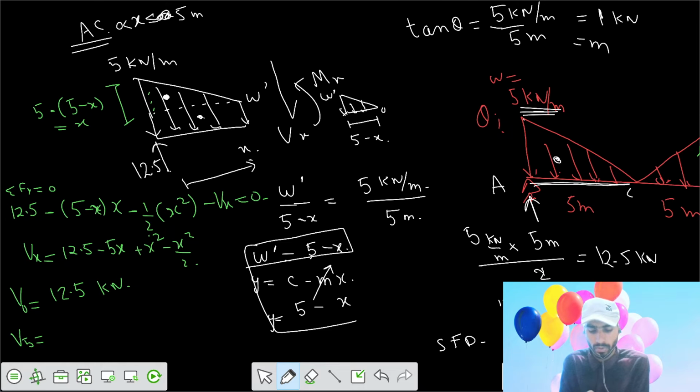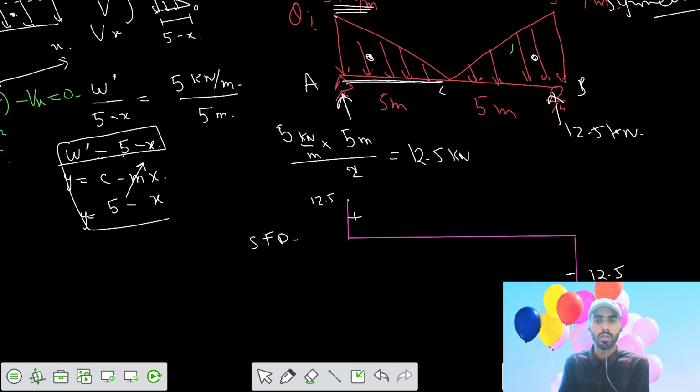12.5 minus 5 into 5, 5 into 5 is 25, plus x square minus x square by 2. That comes out to be equal to 0. When you substitute the value of x equals 5, you get the shear force equal to 0. So your shear force at the midspan equals 0.